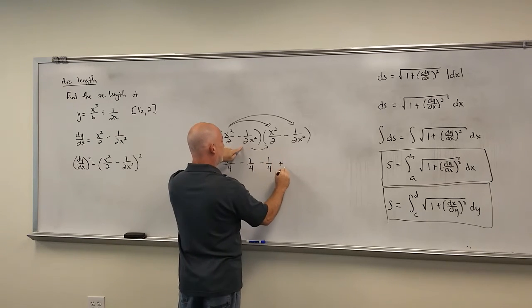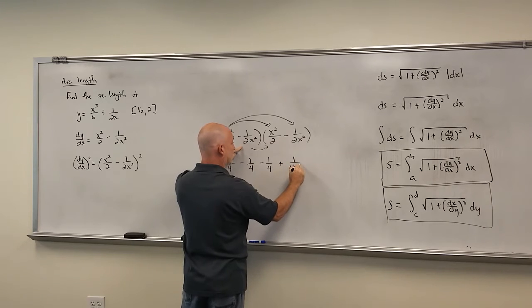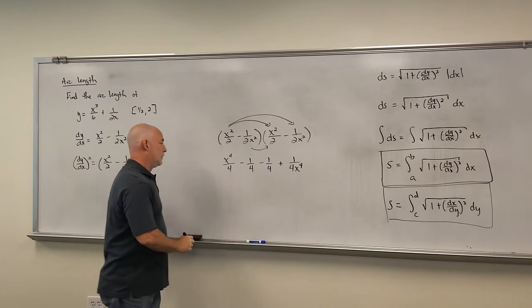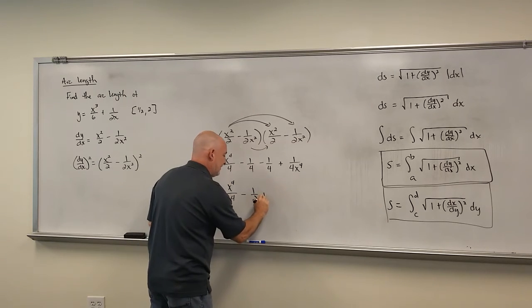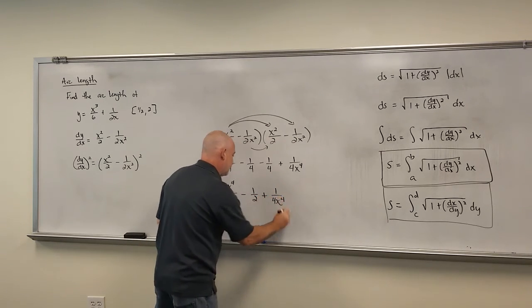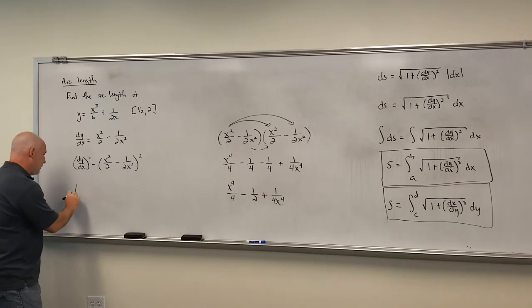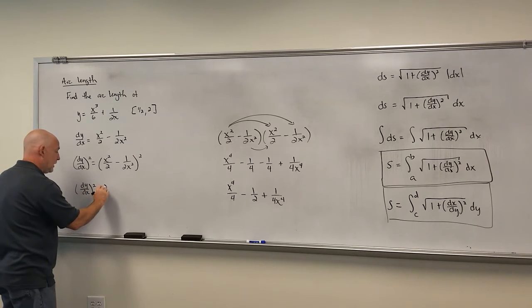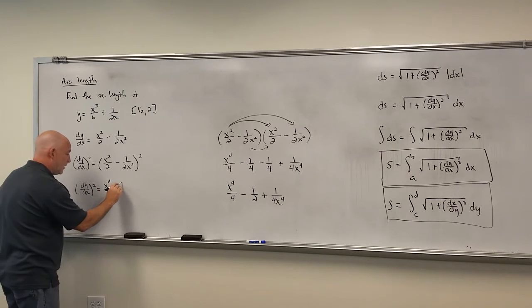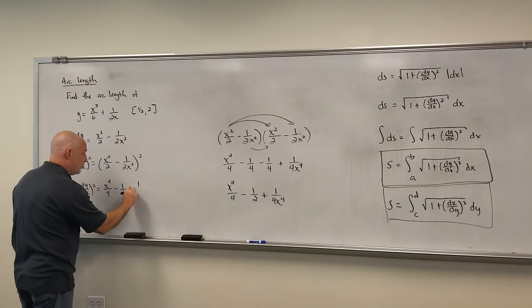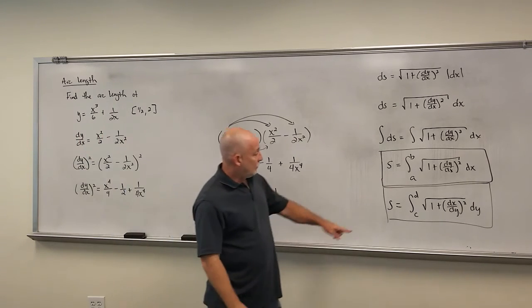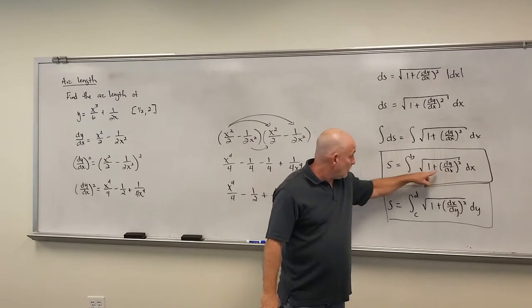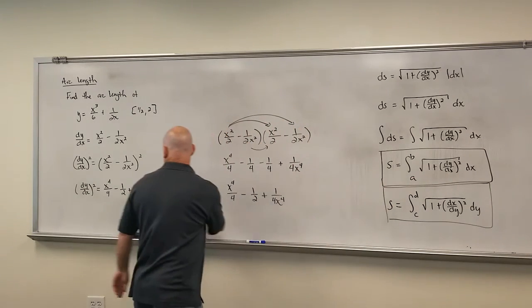That times the last is going to be positive 1 over 4x to the 4th. So I get x to the 4th over 4 minus 1/2 plus 1 over 4x to the 4th. Okay, so that's what (dy/dx) squared is: x to the 4th over 4 minus 1/2 plus 1 over 4x to the 4th. All right, so far in our formula, I've written out what that piece is. We still need to add 1 to it.